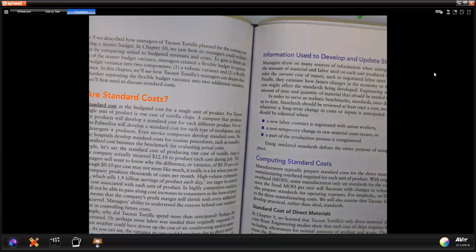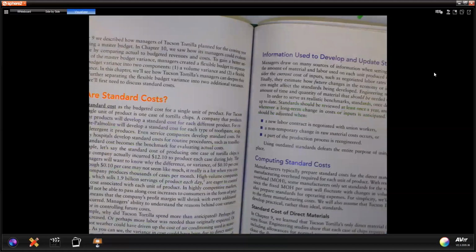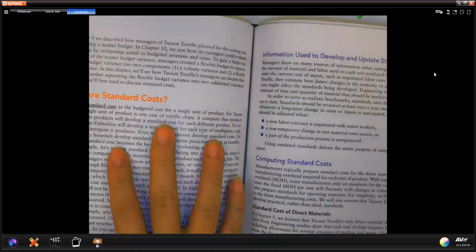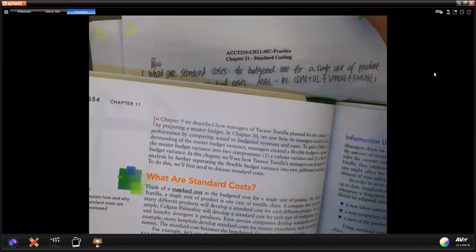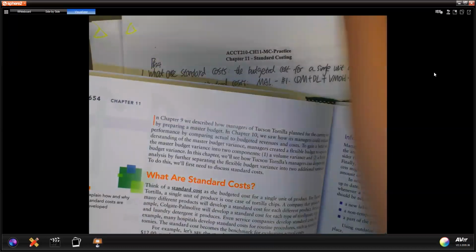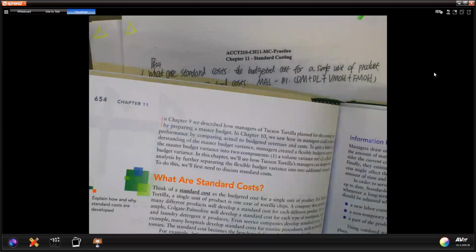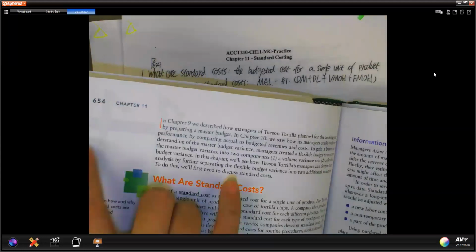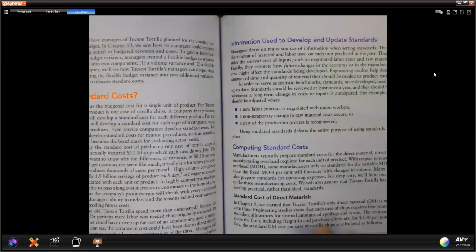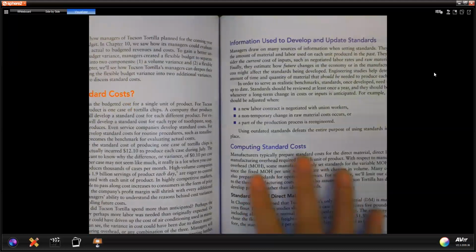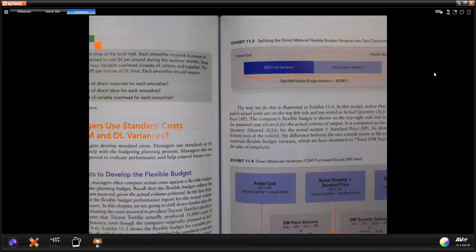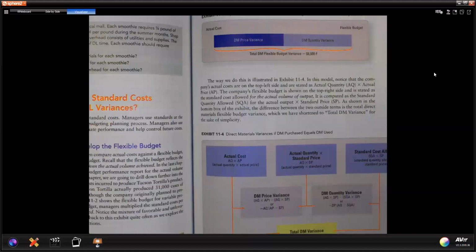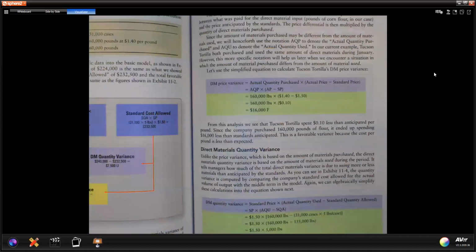But read the textbook. First thing is what are standard costs. I didn't focus too much on that because we wanted to focus on the calculation in class. So make sure you read textbook page 654. And later, when we get all of the variances, make sure you read the textbook.